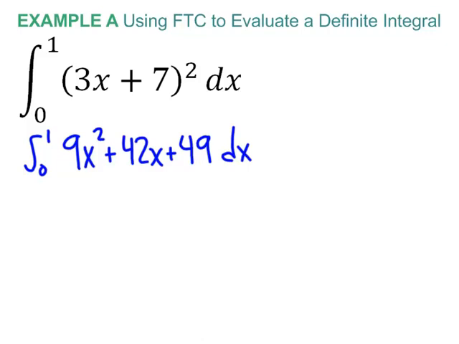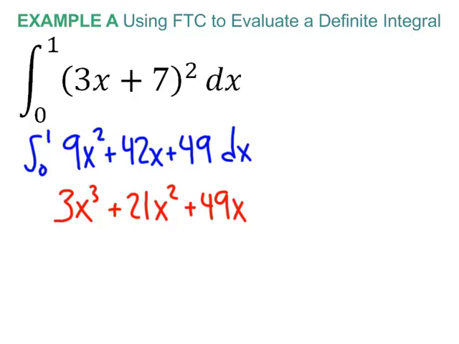At this point we'll antiderive, and that first term becomes x cubed, and that means there's a 3 in front. I pause and mentally derive that to make sure it brings me back to 9x squared, and it does. That's a habit you should be in by now. Second one, x squared, and therefore there must be a 21 in front. And finally, 49x.